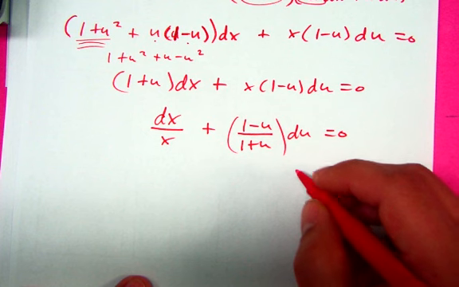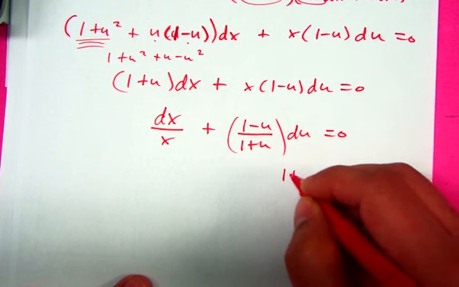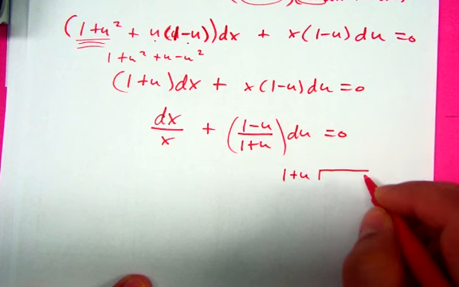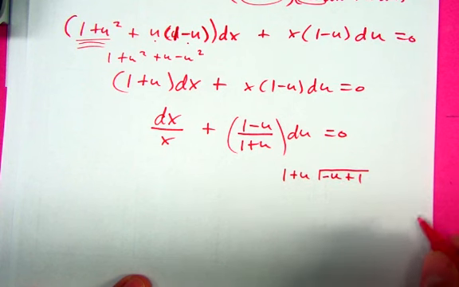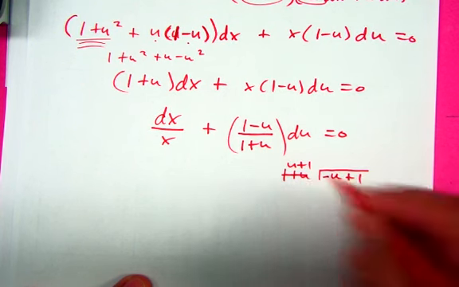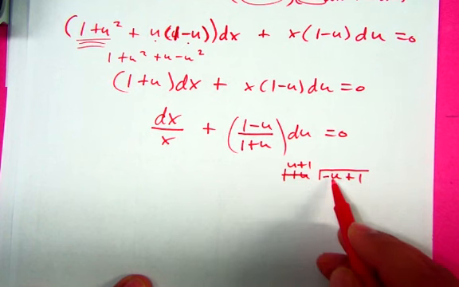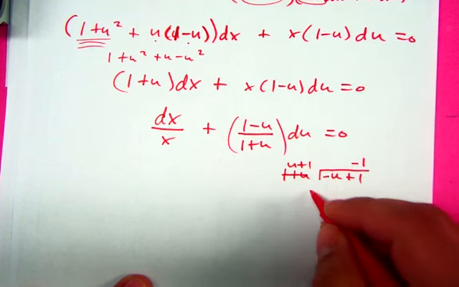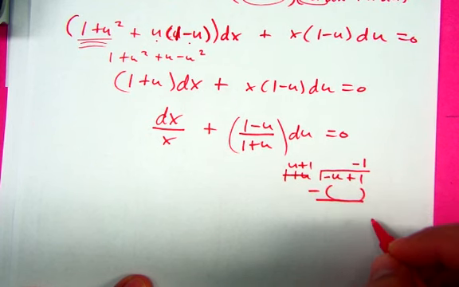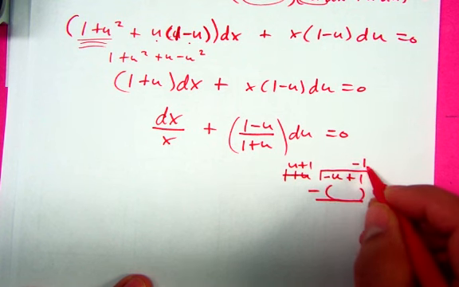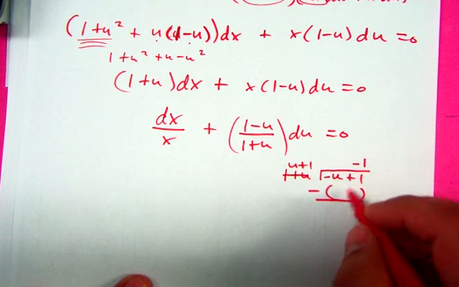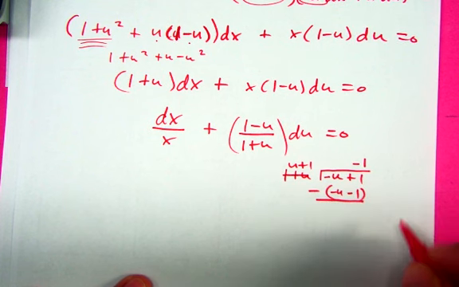Here's what I was going to suggest. If we take 1 plus u and divide it into negative u plus 1, maybe it helps to write this as u plus 1. u goes into negative u negative 1 times. Does this look familiar? If you multiply the divisor by the quotient, you get negative u minus 1. So then the u's cancel out, and you get the remainder.